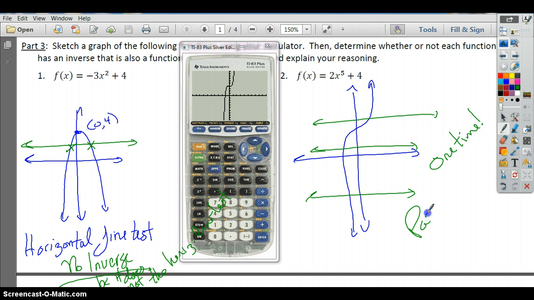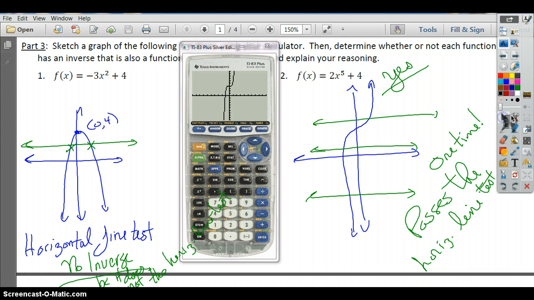That means this passes the horizontal line test. So does this have an inverse? Yes.